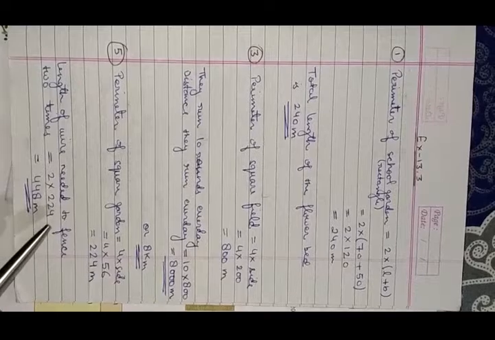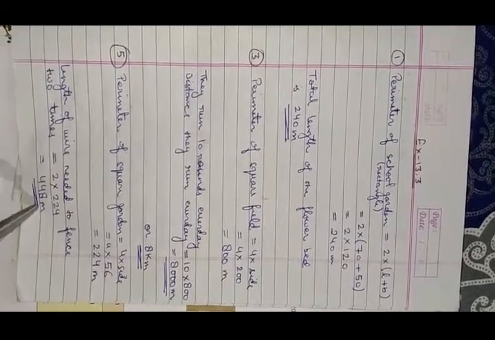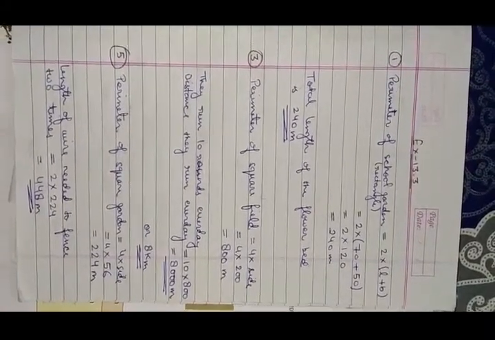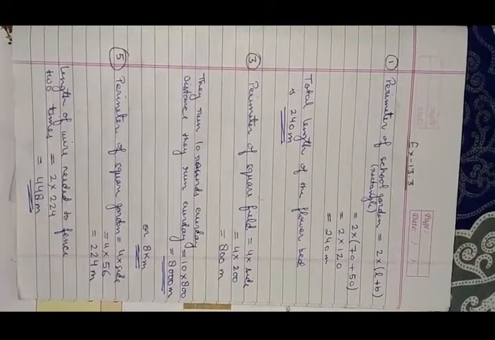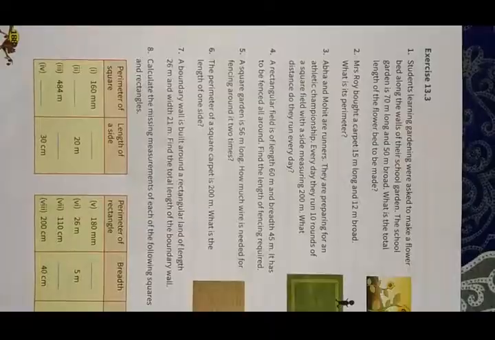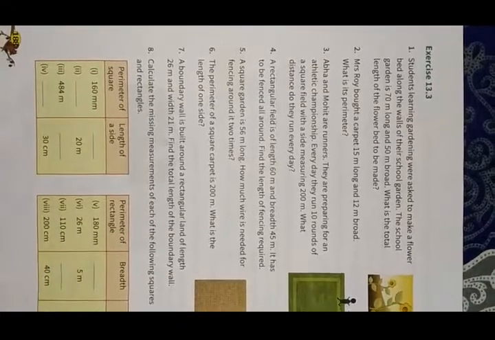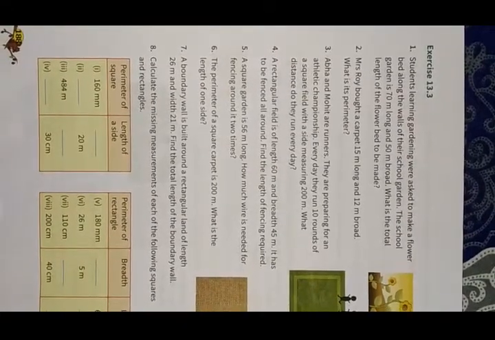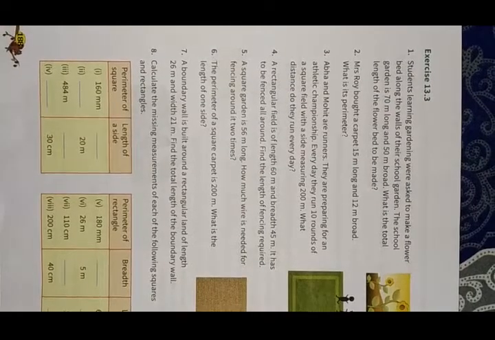2 into 224 is equal to 448 meter. So the length of wire which is needed to fence it 2 times is 448 meter. Question number 6. The perimeter of a square carpet is 200 meter. What is the length of one side?